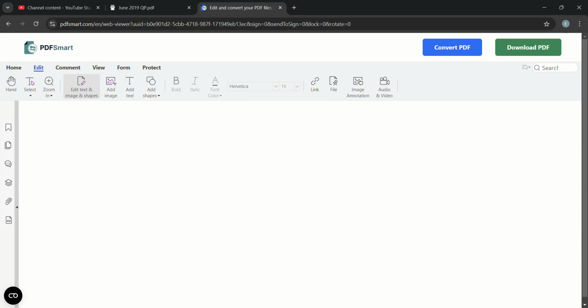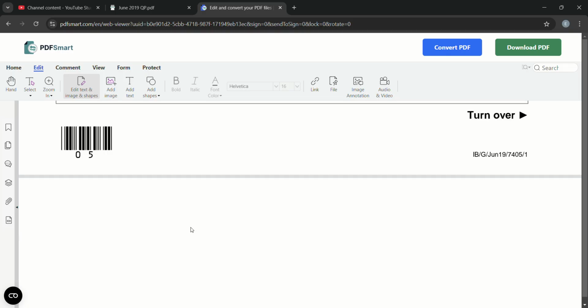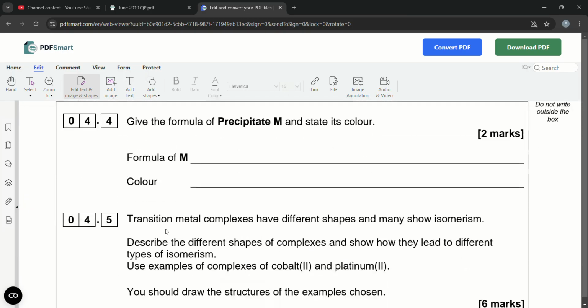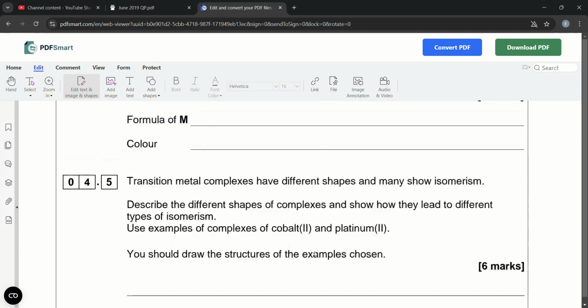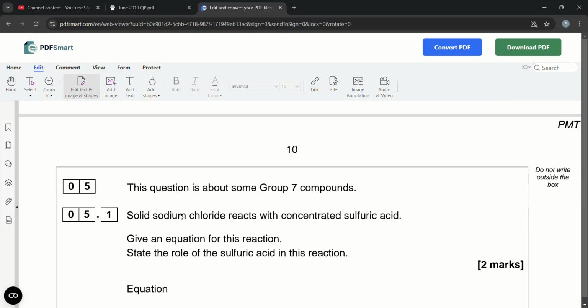AQA A Level Chemistry, June 2019, Paper 1. I can't do question 4 because it contains transition metal complexes and shapes, and I haven't gone through that yet. So question 5.